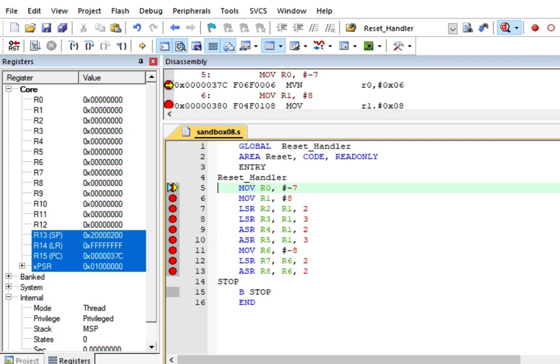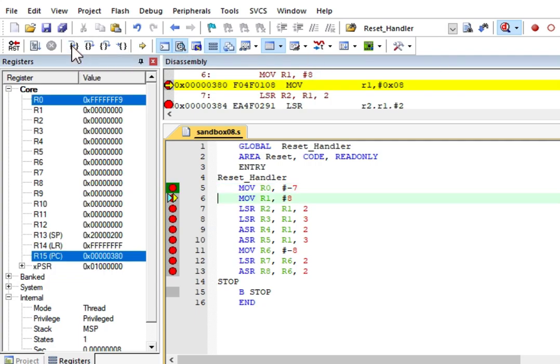So let's begin right away. I've got this bunch of code. I want to go ahead and step one by one. I'm already in the debugger mode, so let's go ahead and do it. Move -7 into R0. When you move -7 into R0 register, you see this value set up. You see these Fs, and then there's a 9. So -7 is being represented as 9, and then there are all Fs before it.